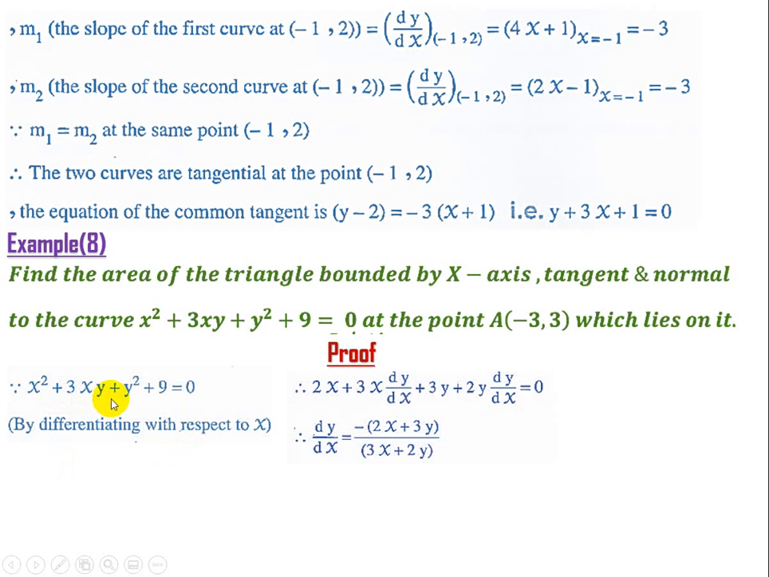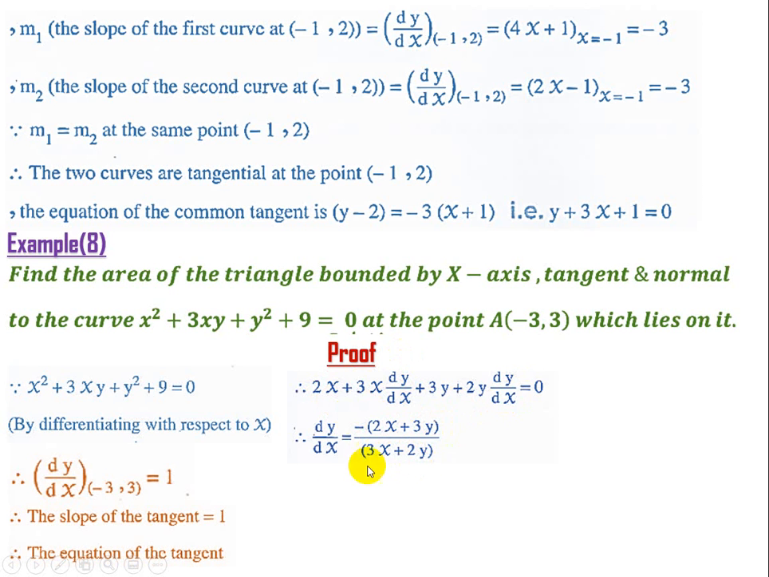x squared plus 3xy plus y squared plus 9 equals 0. By differentiating with respect to x, it will be 2x plus 3x dy by dx plus 3y plus 2y dy by dx equals 0. So dy by dx, after taking dy by dx as common factor, will be negative (2x plus 3y) over (3x plus 2y). So dy by dx at the point (-3, 3) will be 1, so the slope of the tangent equals 1. The equation of the tangent will be y minus 3 equals 1 times (x plus 3), which means y equals x plus 6.